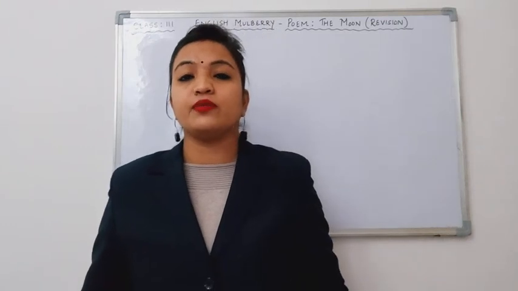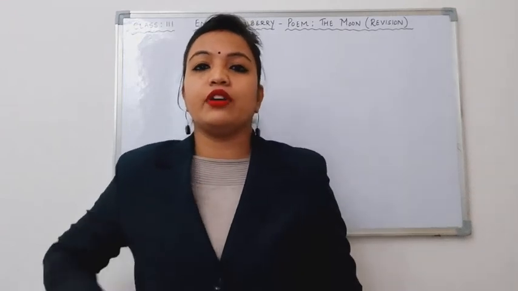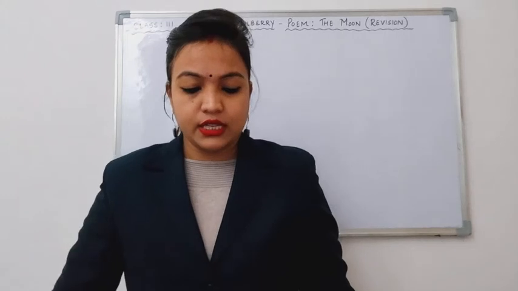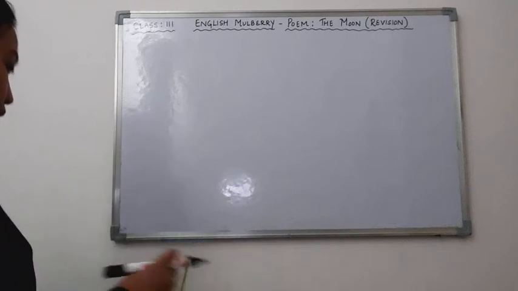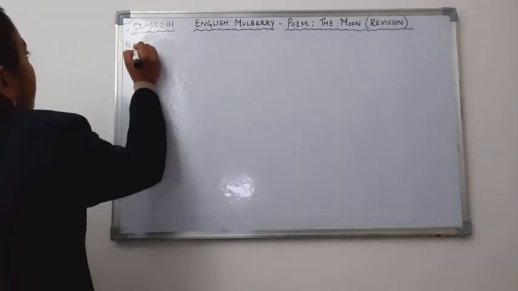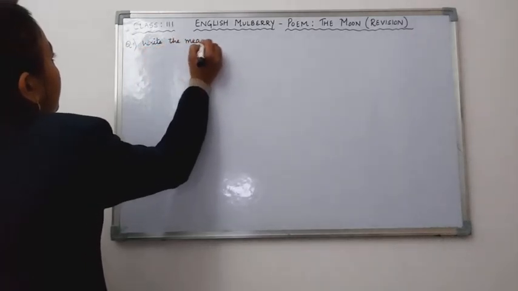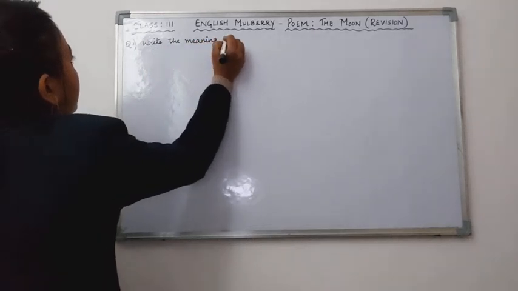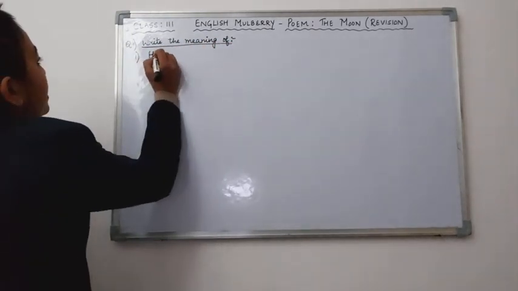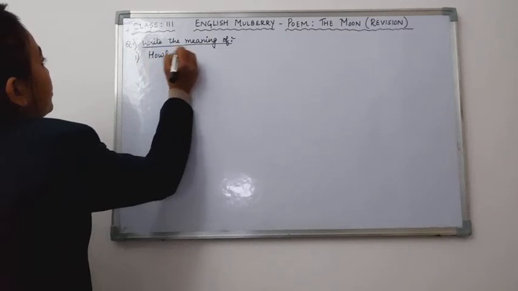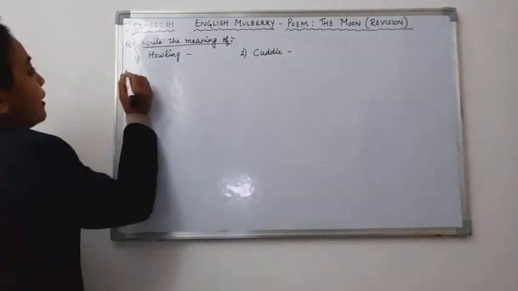Now I will give a small worksheet which you will complete in your copy. I am writing that worksheet on the board. First, question number 1, write the meaning of these two words. First one is howling, H-O-W-L-I-N-G, and second word is cuddle, C-U-D-D-L-E.